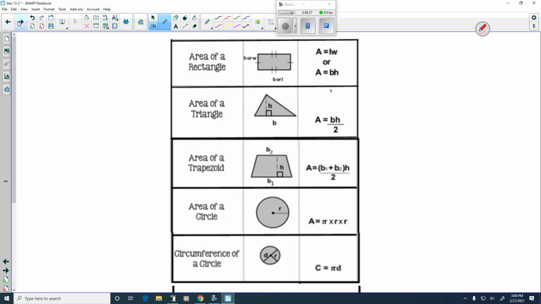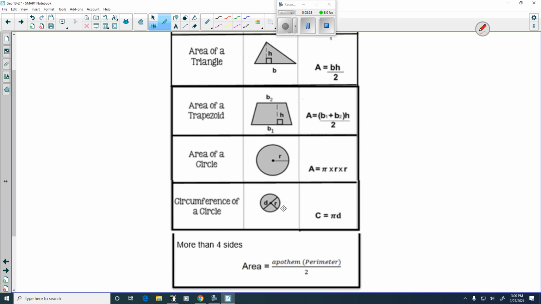The reference chart for the area of all these shapes, of course, is on the back of your chart, and we just want to remind you of that. And you can see there, if you need to, that the radius is half of the diameter.